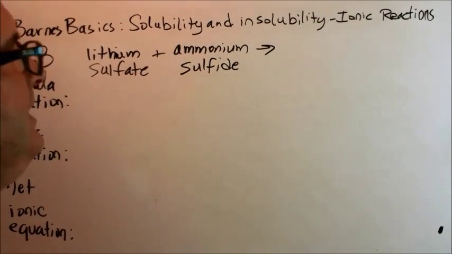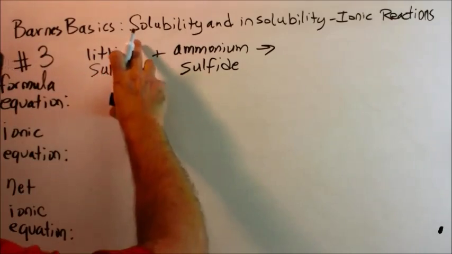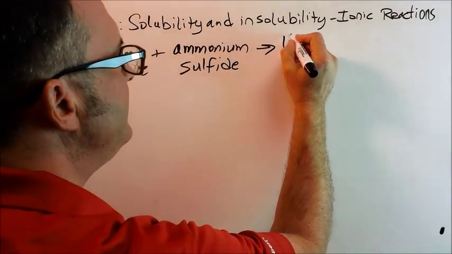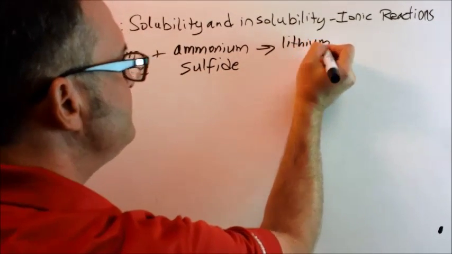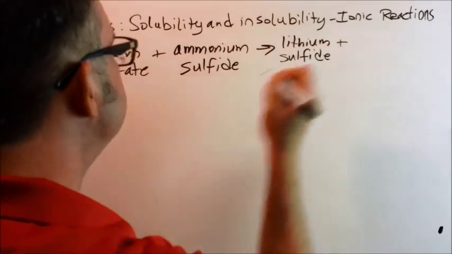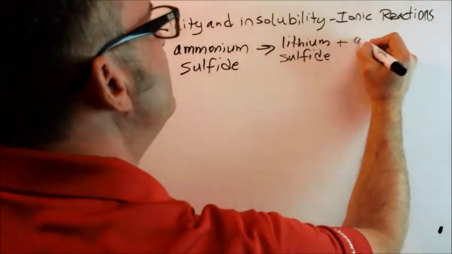We know that when we look at exchange reactions, typically the positive ion matches to the negative ion, so we're going to know that lithium sulfide would be one of the products, and ammonium sulfate would be the other one.